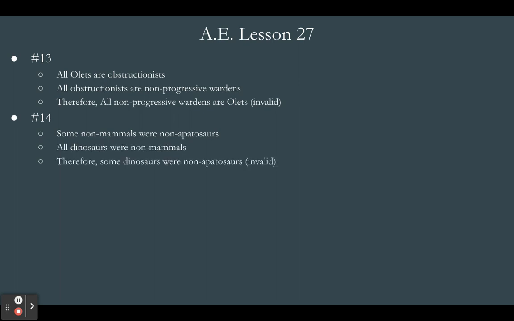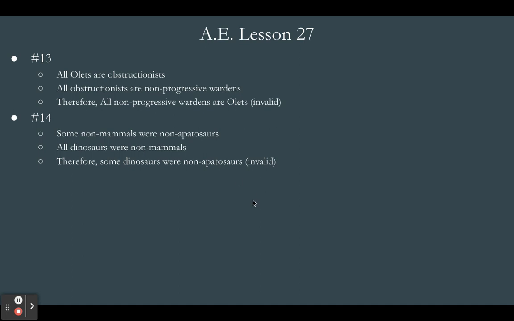Number 14, some non-mammals were non-apatosaurs. All dinosaurs were non-mammals. Therefore, some dinosaurs were non-apatosaurs. Malachi, you'll have to tell me when I get back whether or not these statements are true. Let's see if we can figure out why they are invalid. The middle term is non-mammals, and it's not distributed in either premise. So we could go farther, but all we have to say is invalid. The middle term is not distributed.